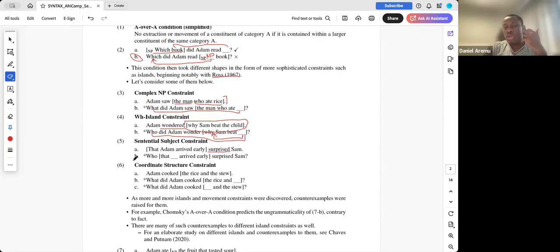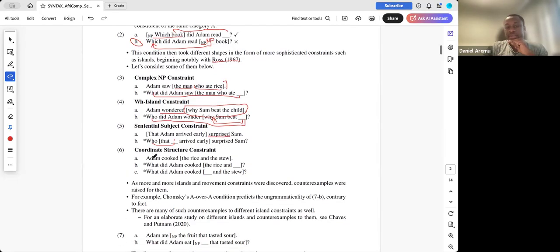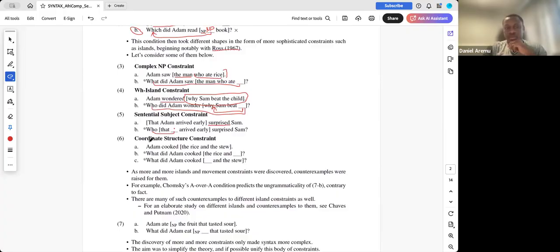So if you say who that arrived early surprised Sam, we are moving the subject of the sentential subject. That's ungrammatical because we just moved out of a sentential subject, which is an island, and we must not do that. And then lastly, there are many more islands, but we don't need to go through all of them. So lastly, the coordinate structure constraint. What this says is that you don't move out of a coordinate structure or a coordinate phrase, a conjunction phrase. Now look at 6a.